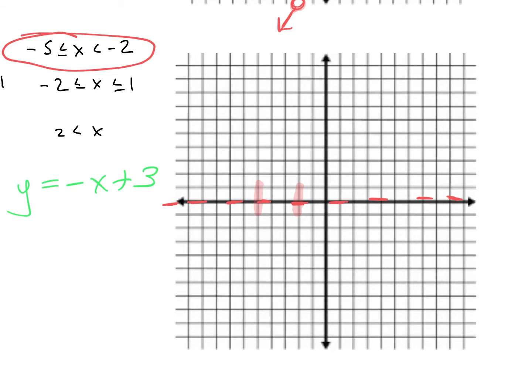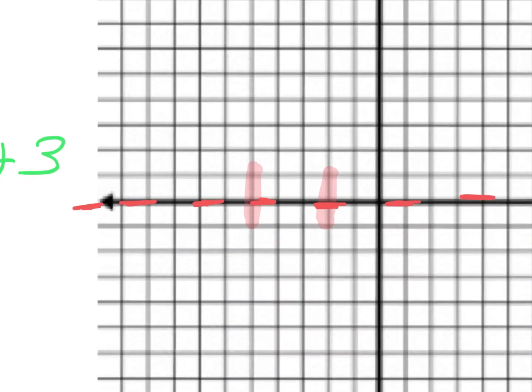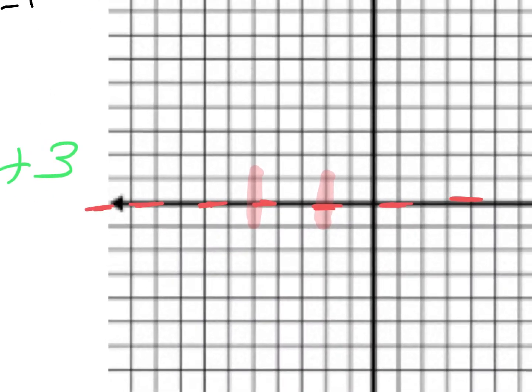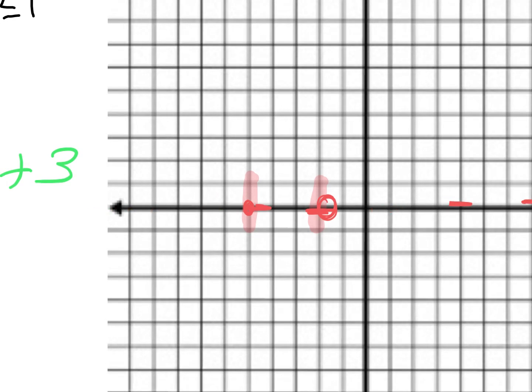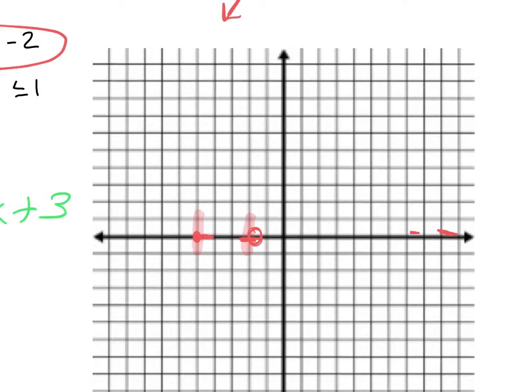Middle. In the middle. What kind of a dot do I have at -5, and what kind of a dot do I have at -2? Closed. Solid at -5, and what? Open. Open at -2. How do you know the difference? One's included and one's not. And then I want everything in the middle. Agreed? Everybody good?